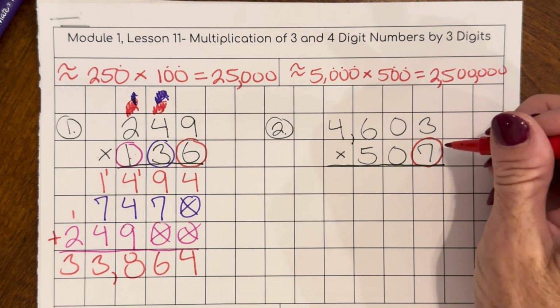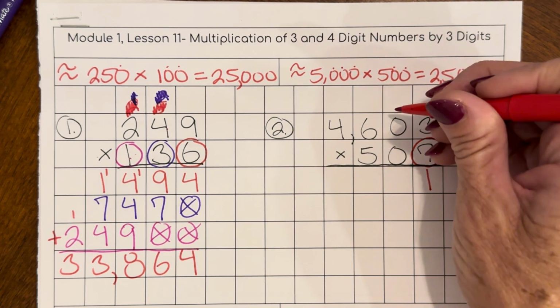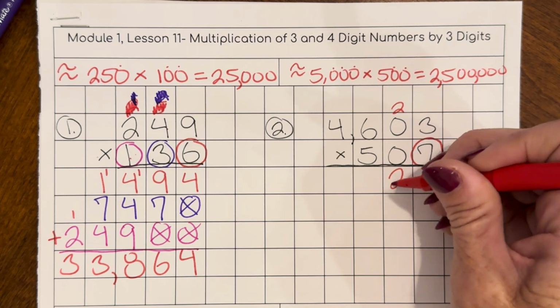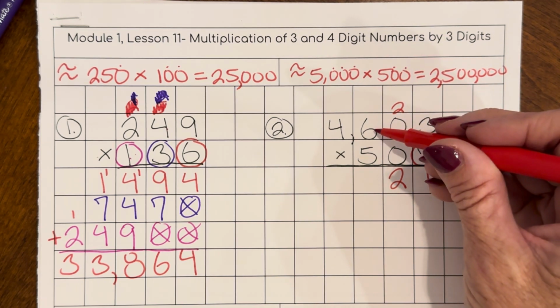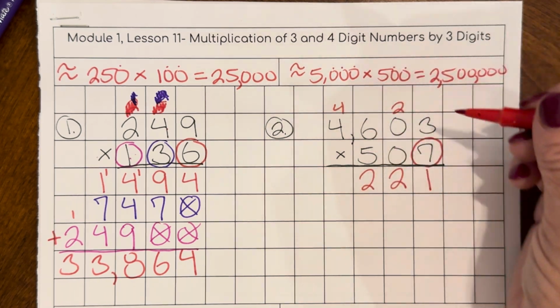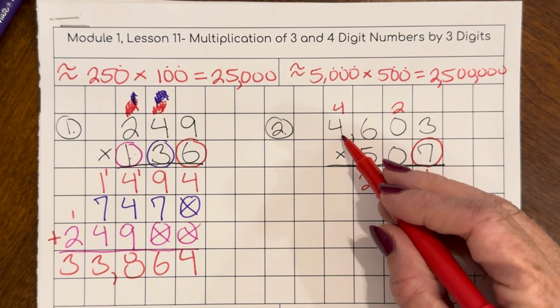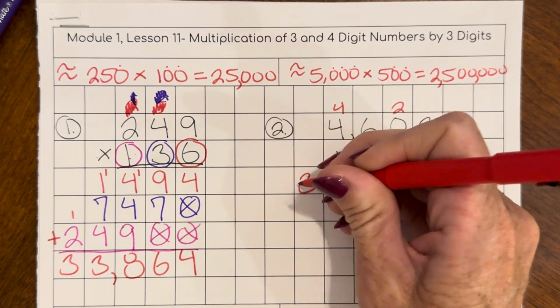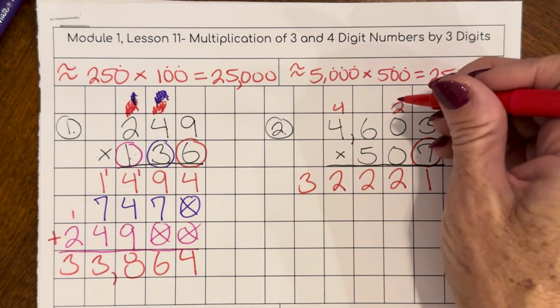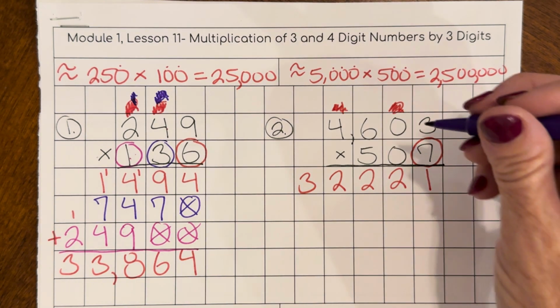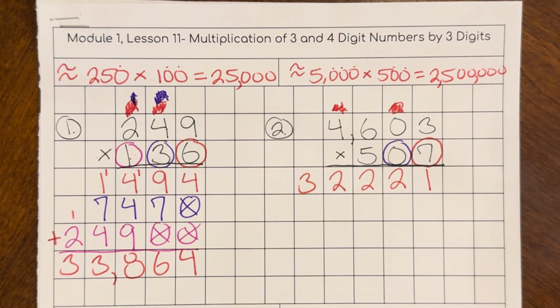So 7 times 3 is 21. 7 times 0 is 0, plus 2 is 2. 7 times 6 is 42. And 7 times 4 is 28, plus 4 is 32, and there's nowhere to carry, so I bring it down. Okay, I don't want to accidentally use those, so I'm going to cross them off before I go on to my next digit.